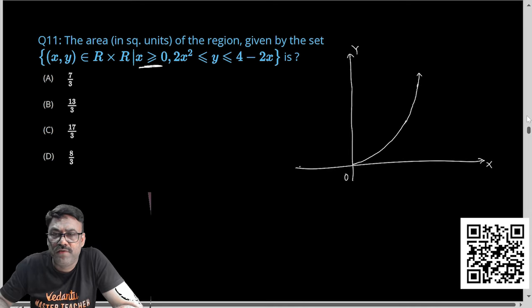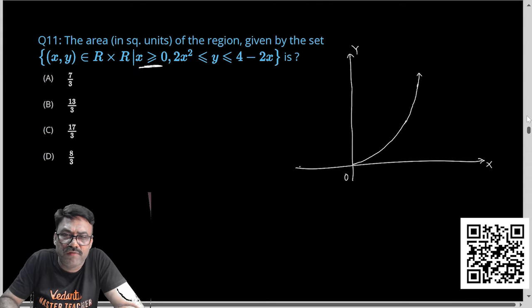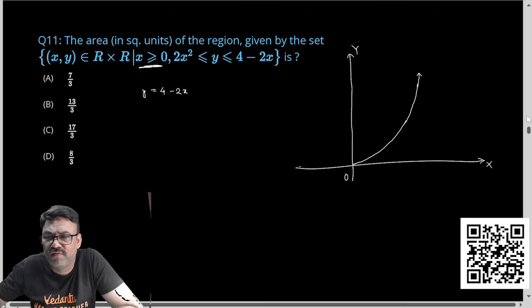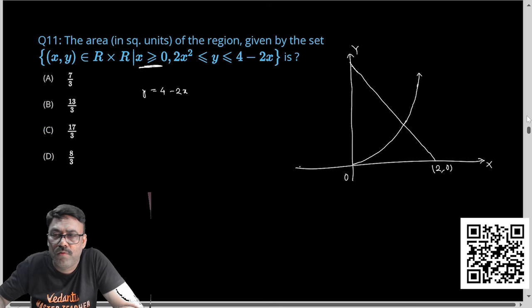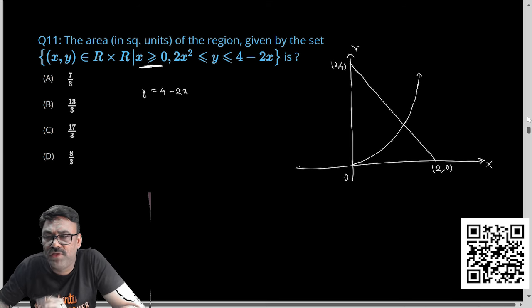Now let's draw this line, y is less than or equal to 4 minus 2x. So obviously this line cuts the y-axis at 4 and the x-axis at 2. In fact, I'm drawing this line y is equal to 4 minus 2x. The line will be something like this. The line cuts the x-axis at 2, the y-axis at 4.